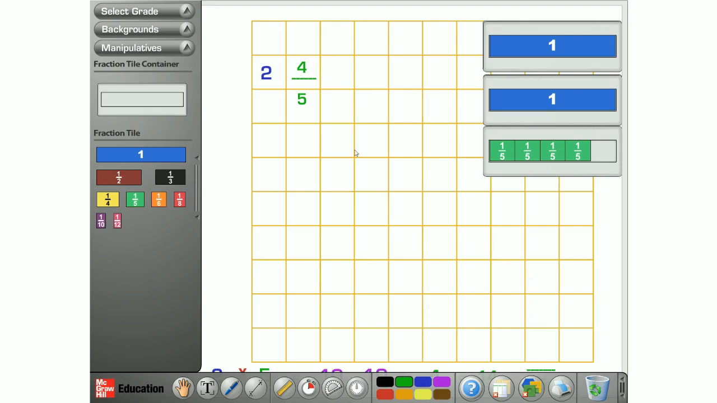In this video we're going to look at how we can convert a mixed number into an improper fraction. Here we've got our mixed number, 2 wholes and 4/5, and that's represented visually in the same colours over here.